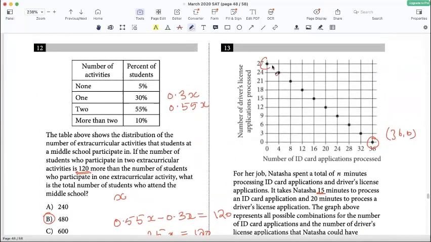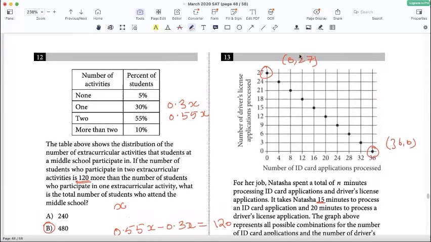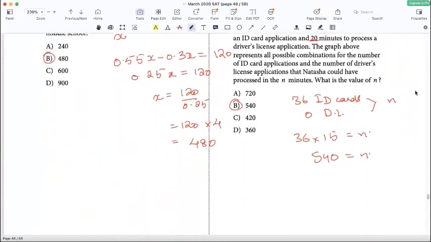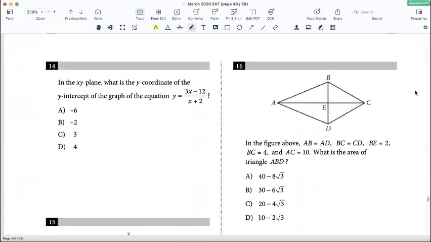Let's say I work with the y-intercept. So this is (0, 27), which means that she processes 0 ID cards and 27 driver's licenses in n minutes. And for one driver's license, she takes 20 minutes. So n would be 27 times 20, which is also 540. So any point on this line could be taken and you'll get this answer.